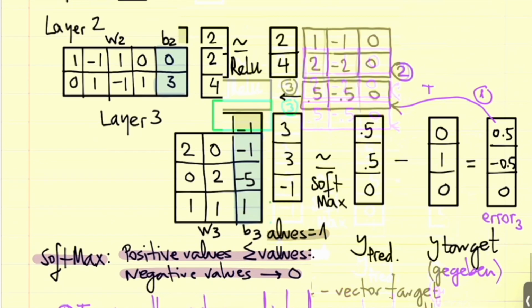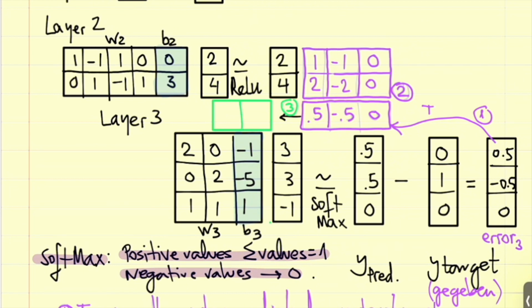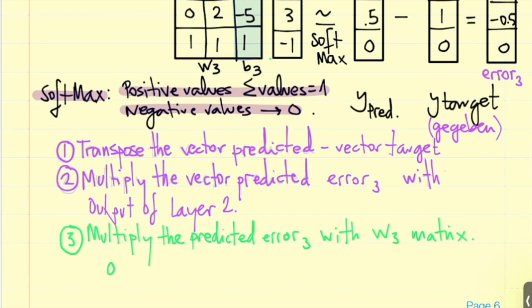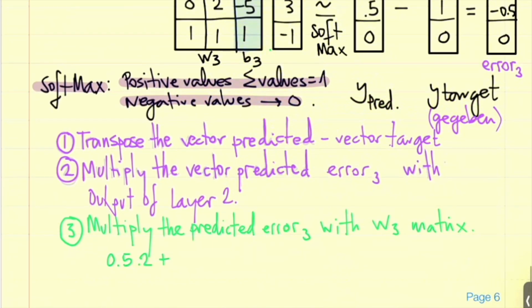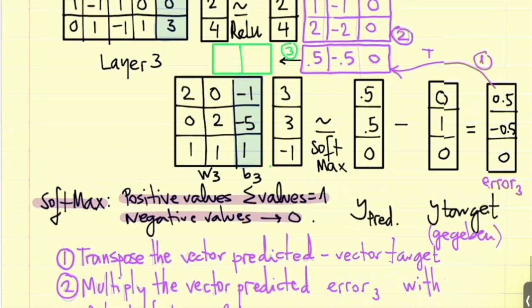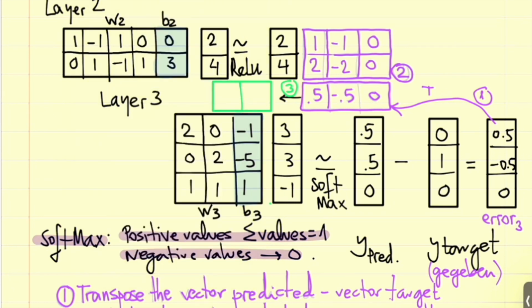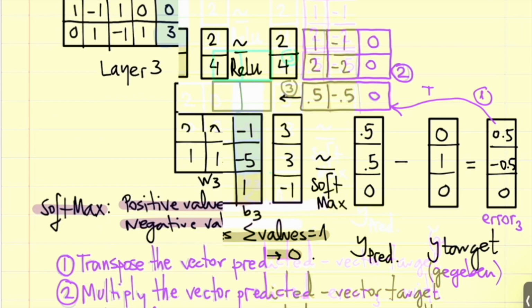Okay, and then we get a value. So 0.5 times 2 plus 0.5 times 2 plus minus 0.5 times 0 plus 0 times 1 equals, let me paint it here with colors, 0.5 times 2, minus 0.5 times 0, 0 times 1. Okay, and this gives a value of 1.